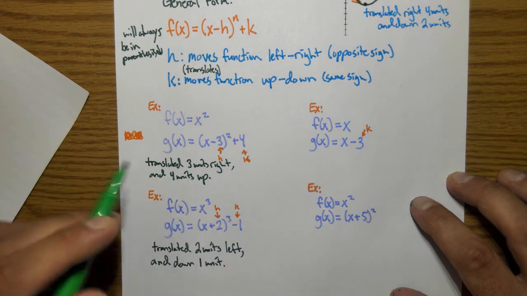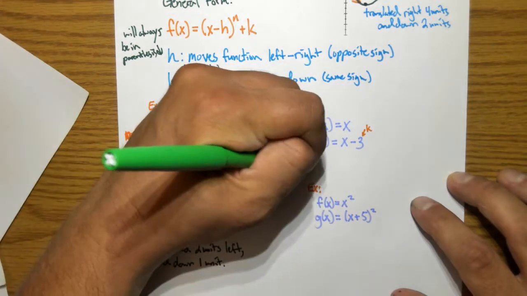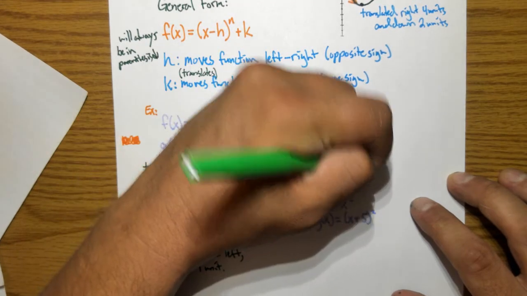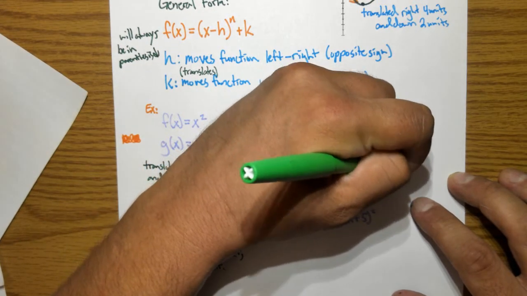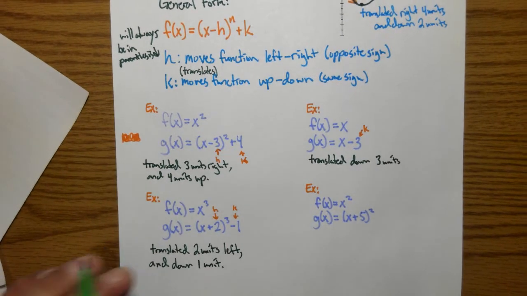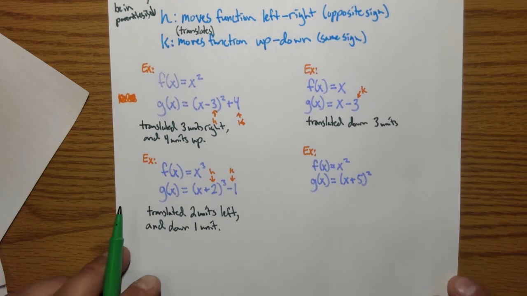Okay. So this one is just translated down 3 units. Okay? And we don't need to mention if it's translated left or right, because it's not, so you can just leave it out. You don't have to say translated left or right 0 units. That's a little extra.